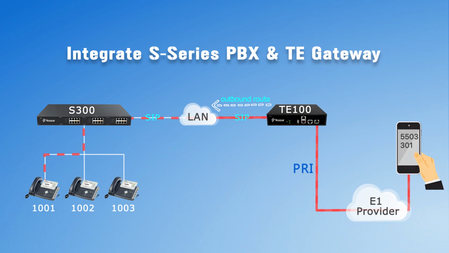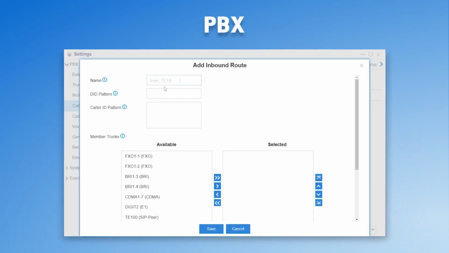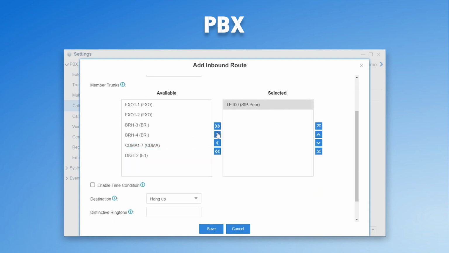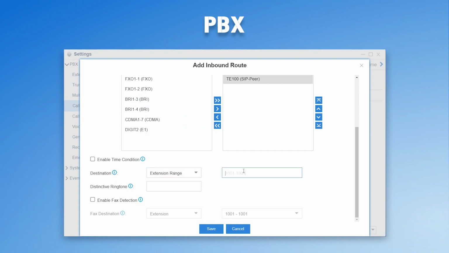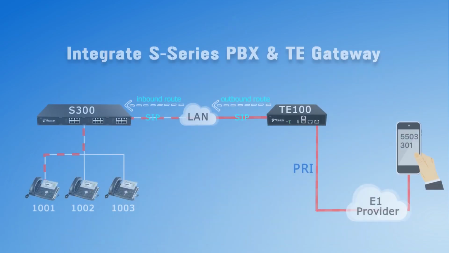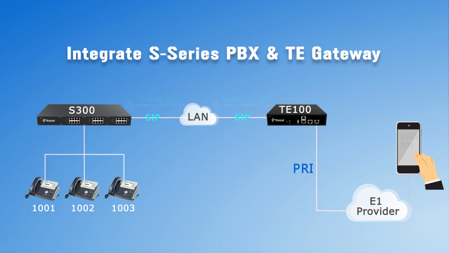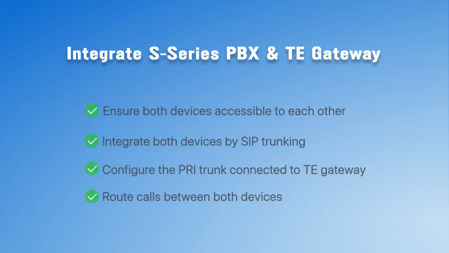Now we jump in the PBX. Create an inbound route, set the DID number of the E1 trunk. Select the peer trunk and set the destination to the extension range. Save and apply all the configurations as usual. Now, external callers calling the 3 DID numbers will be connected to the 3 extension users respectively. Alright, it seems that we have a complete system to handle calls between our PBX and gateway.